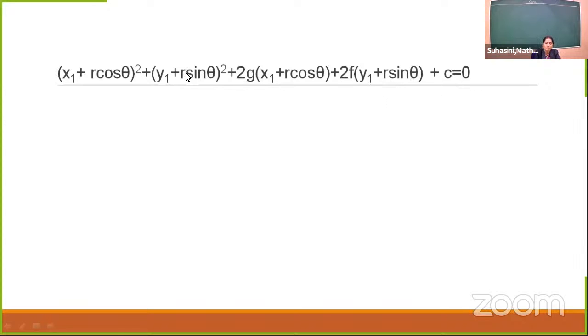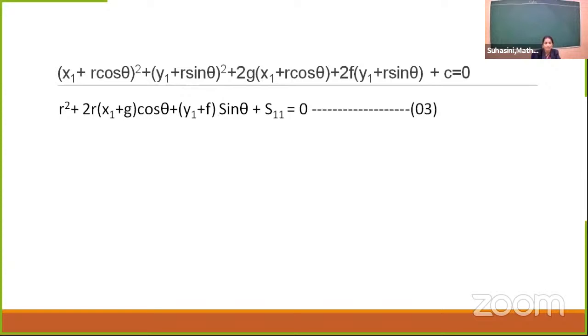Dear children, if you observe, look at the first term. It has a square. So when we square, do we get an r square term? Yes, we get an r square term. And when we expand using a plus b whole square, what will be the 2ab term? The 2ab term is 2x1 r cos theta. Here it is 2y1 r sin theta. Here it is 2g into r cos theta, 2f into r sin theta. So in the equation we have r square terms, r terms and some constants.